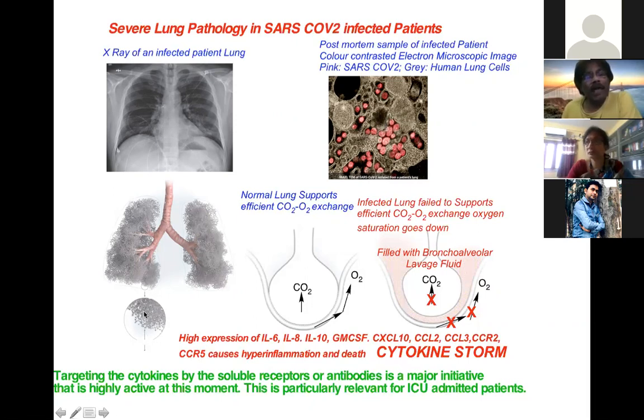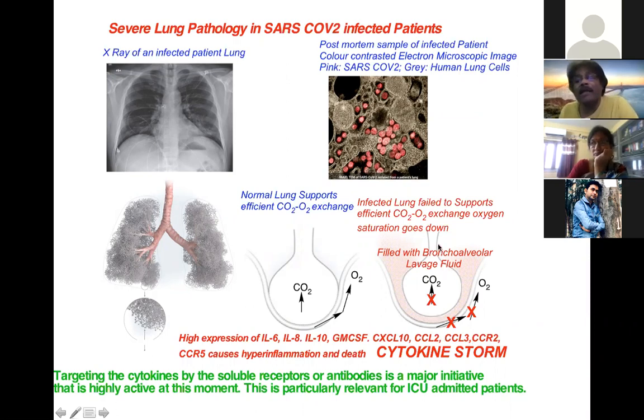This is a pictorial representation of the human lung. This is the alveoli. So in a normal lung, what's the function of the lung? The lung supports carbon dioxide and oxygen exchange. But in the infected lung, due to the super inflammation, this space is filled with bronchoalveolar lavage fluid and full of these highly expressed cytokines. This is called a cytokine storm that is causing hyperinflammation and death. Why? Because it blocks the carbon dioxide and oxygen exchange.